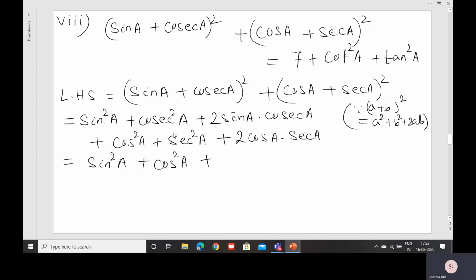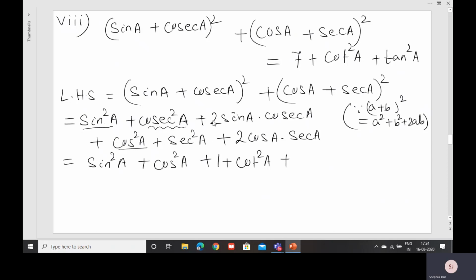Then your cosec square A you should split, because cosec should not be there. On the right hand side we should observe that cot and tan are written. Now we know that cot square A plus 1 is cosec square A. Now cosec square is available here, so in place of cosec square A we should write sin square A and cos square A together. For cosec square A you should write 1 plus cot square A.